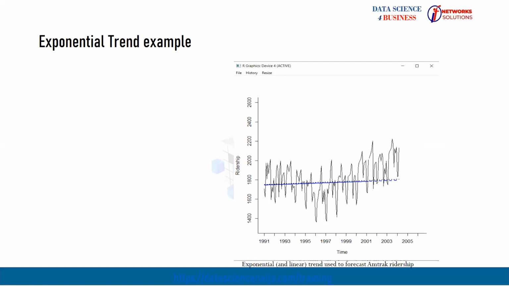Now for the output, what does it usually look like by the time you plot the forecast and you have your forecast right there? This is an example of an exponential trend used to forecast a particular data series. That's the Amtrak ridership data series. We are going to be using that data just for the practical section. So this is what the exponential trend will look like.